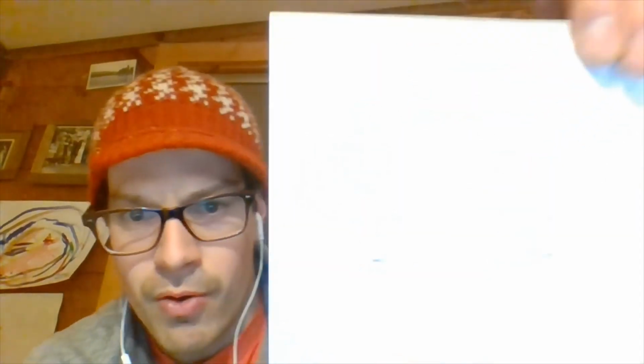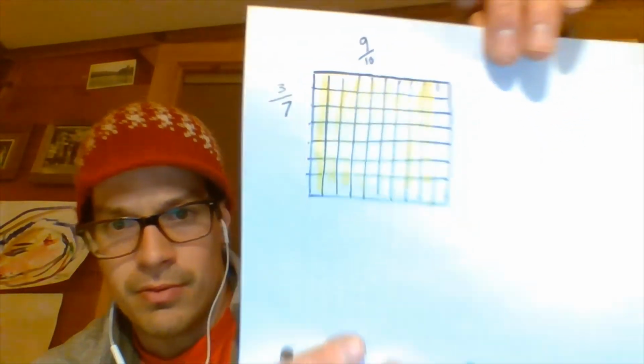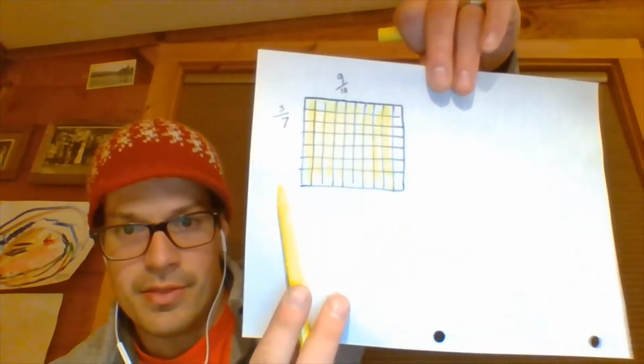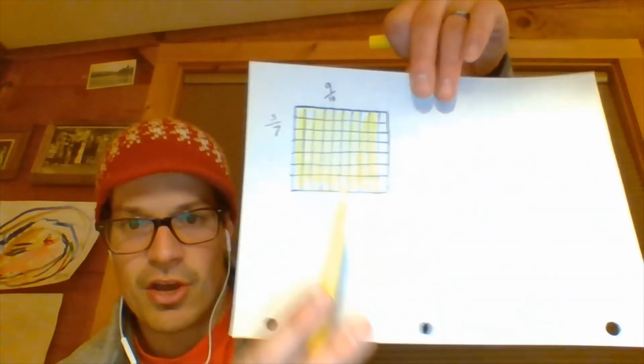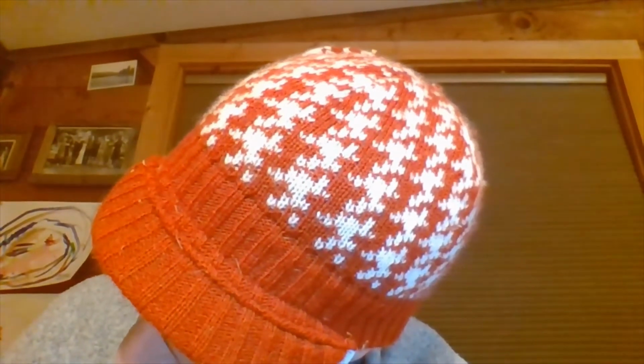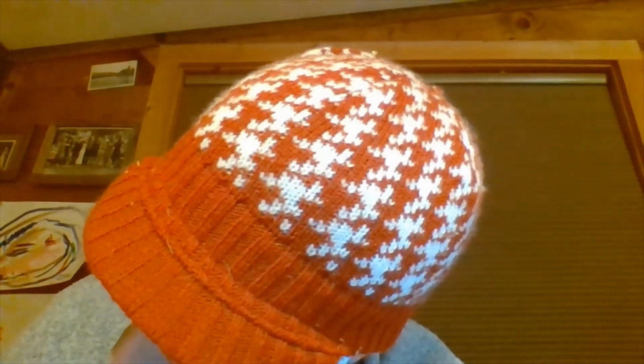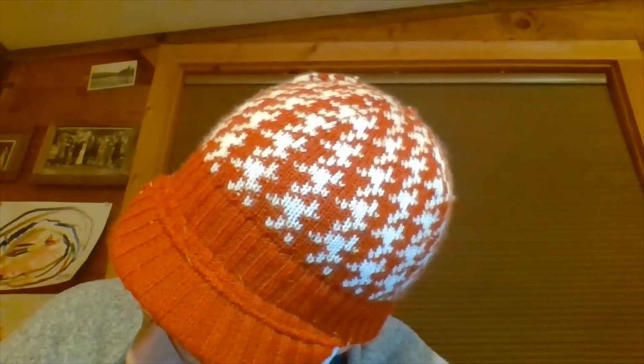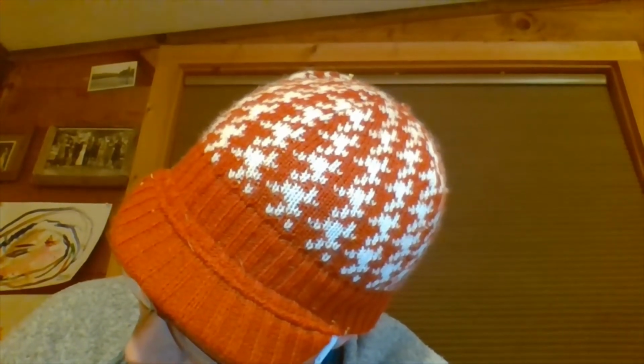So I don't have one whole on the side of my 9/10. And then going down, I'm only going to have 3/7 on the side of 7. I have my new rectangle.